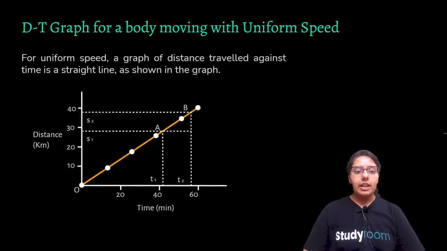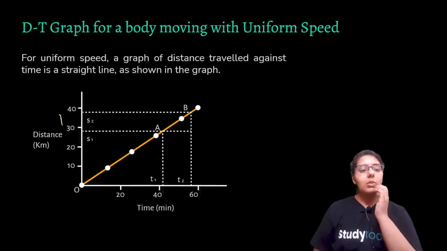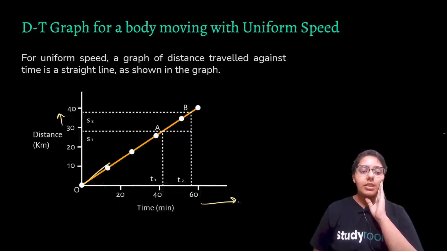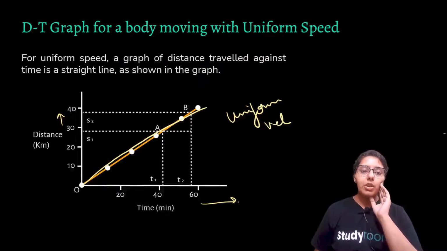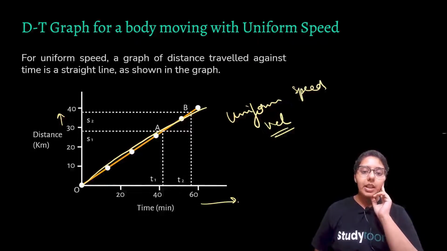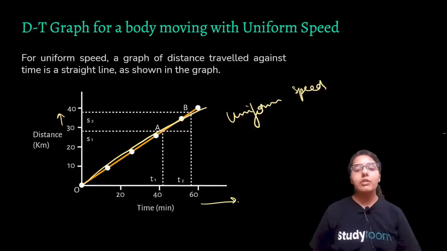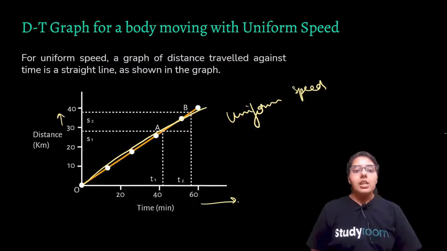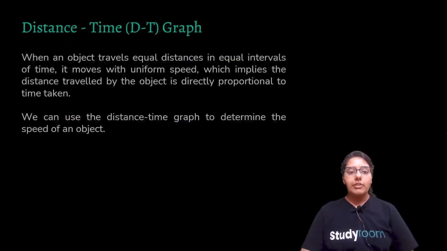So let's see one graph. Here your y-axis denotes distance and x-axis denotes time. Since, as you can see, it is going linearly, of course it is a graph for uniform velocity. If it is distance, then it is uniform speed. If displacement was mentioned here, we would have called it uniform velocity, right? So this is how the graph is given.